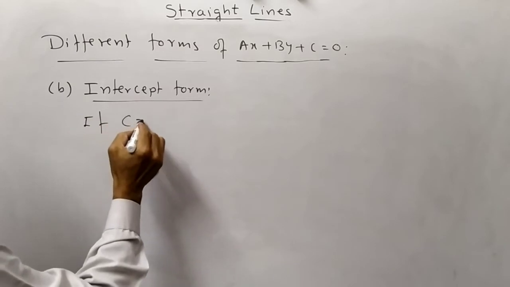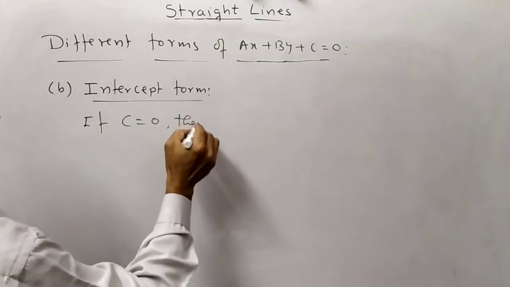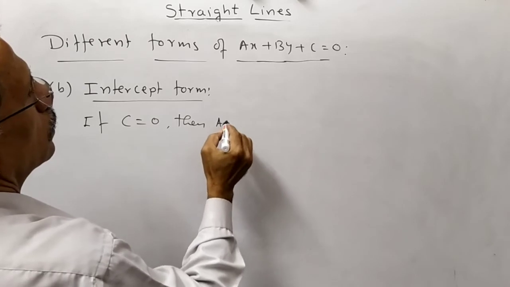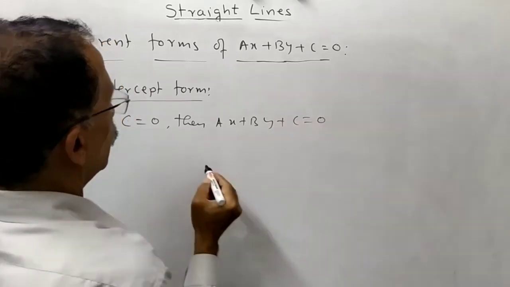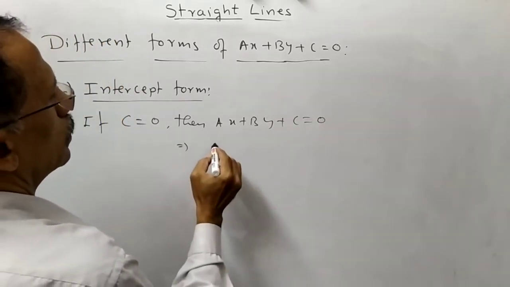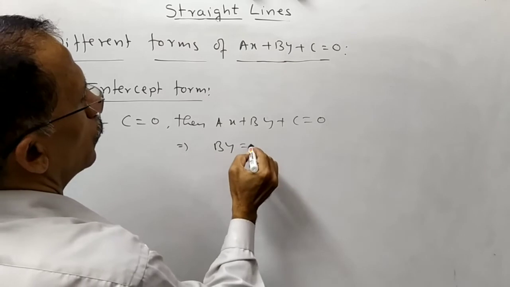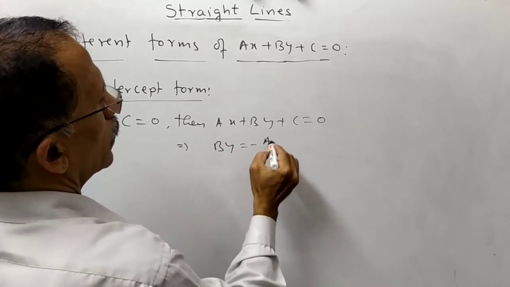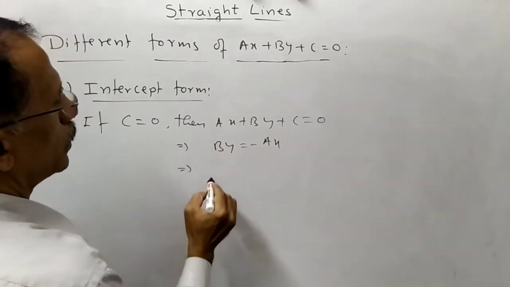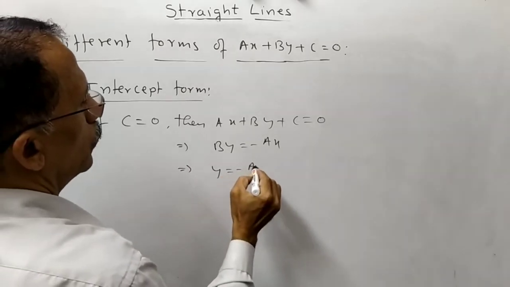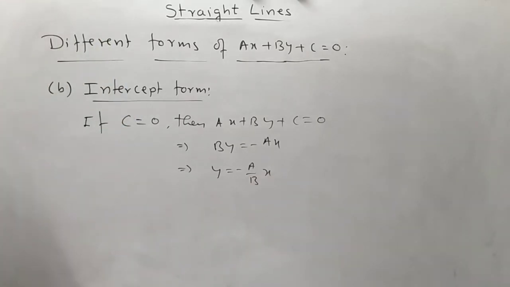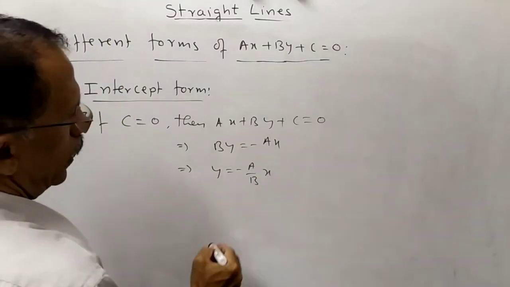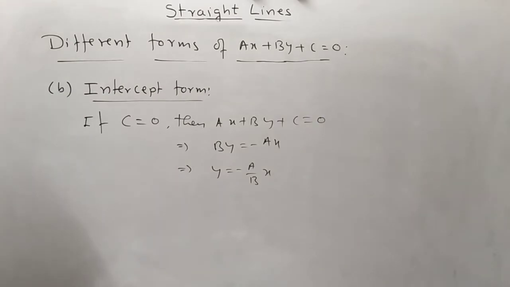If c is equal to 0, then what happens? Ax plus by plus c is equal to 0 implies by is equal to minus ax. This implies y is equal to minus a by b into x. This is a line which passes through origin.